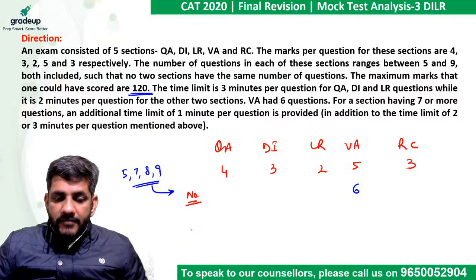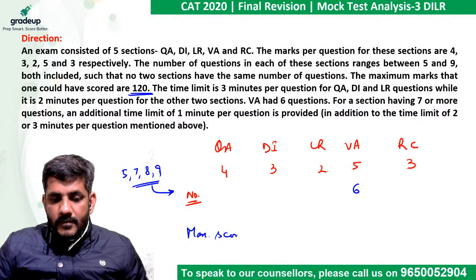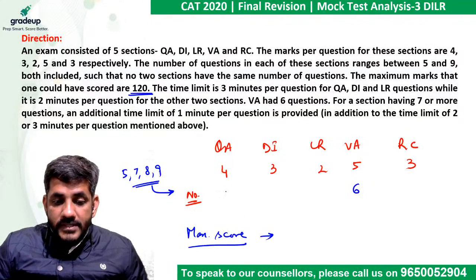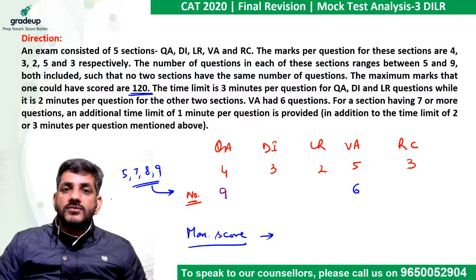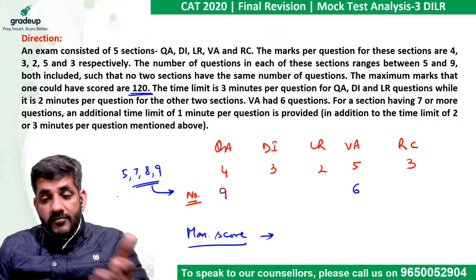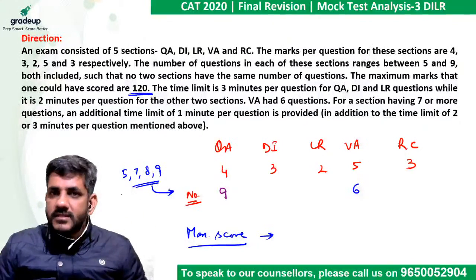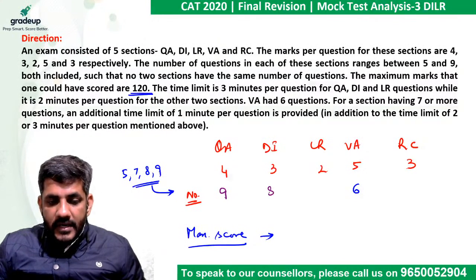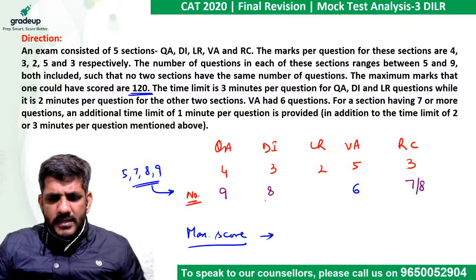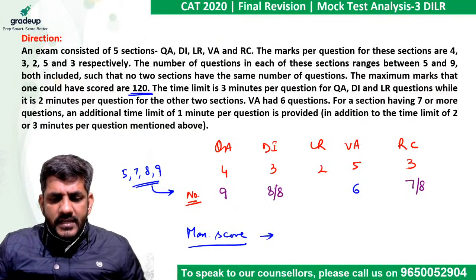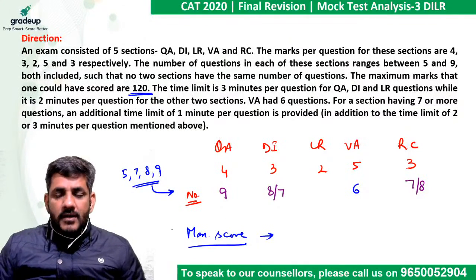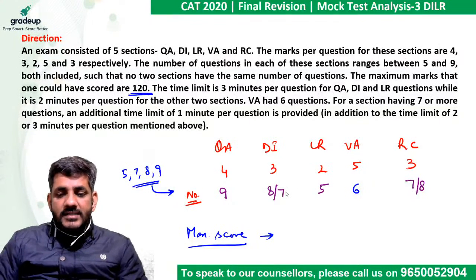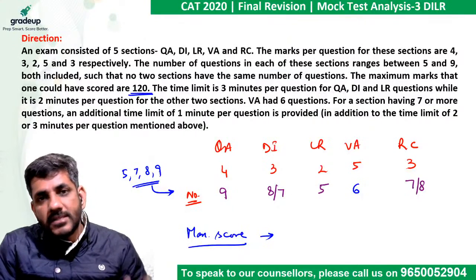For example, if I want to maximize the score, what should I do? I will put the maximum number of questions in that category where each question is of maximum marks. Though each question is of 5 marks in VA, that has already got 6 questions, it is given to us. So I am putting 9 questions in QA. 8 and 7 I should be putting in DI and RC in whatever order. It doesn't make a difference because both have questions of 3 marks. So 8 anywhere, 7 anywhere, doesn't make a difference. And 5 questions in LR. So can I say this will make the marks as maximum possible?